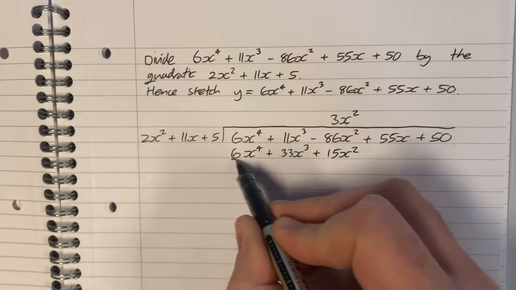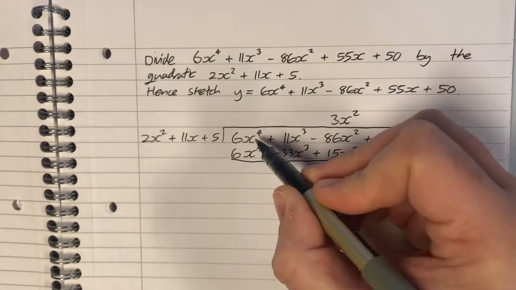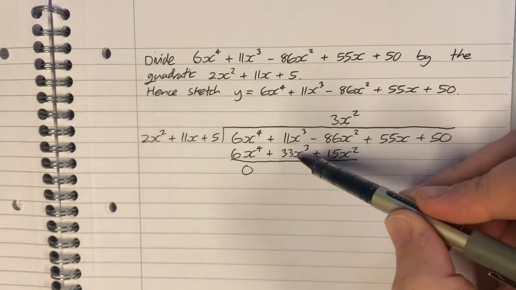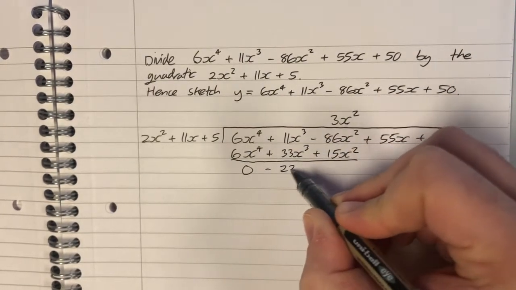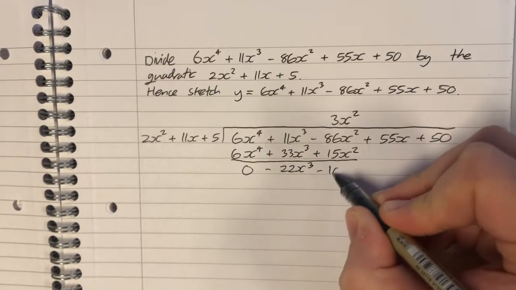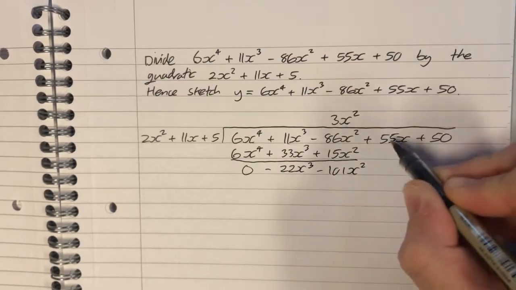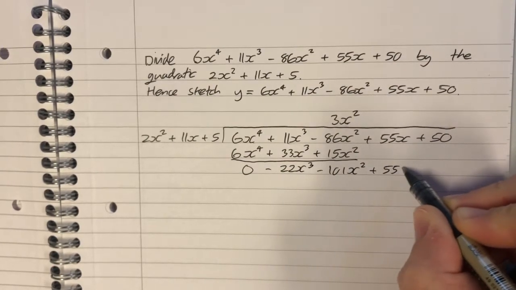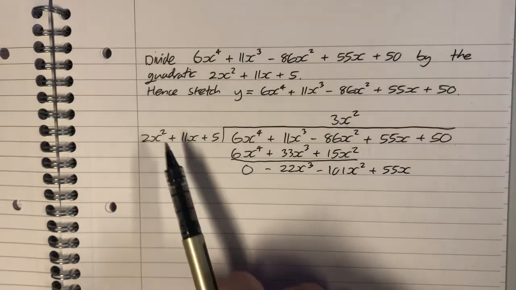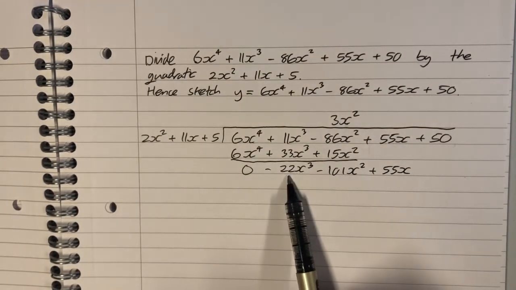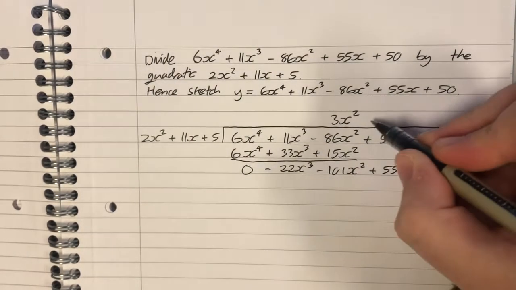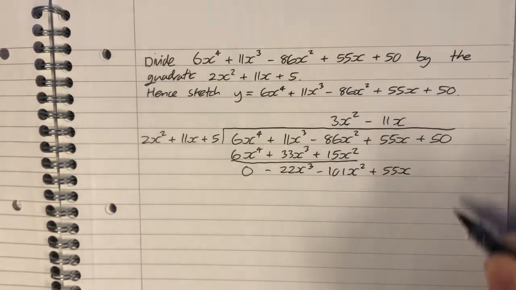And I subtract those two. So 6x to the 4 minus 6x to the 4 is 0. 11x cubed minus 33x cubed, that's going to be minus 22x cubed. That's going to be minus 101x squared. And I'll bring down my plus 55x now. And now I'll repeat the process again. What do I times by 2x squared to get to minus 22x cubed? And the answer is minus 11x. So that goes up there.